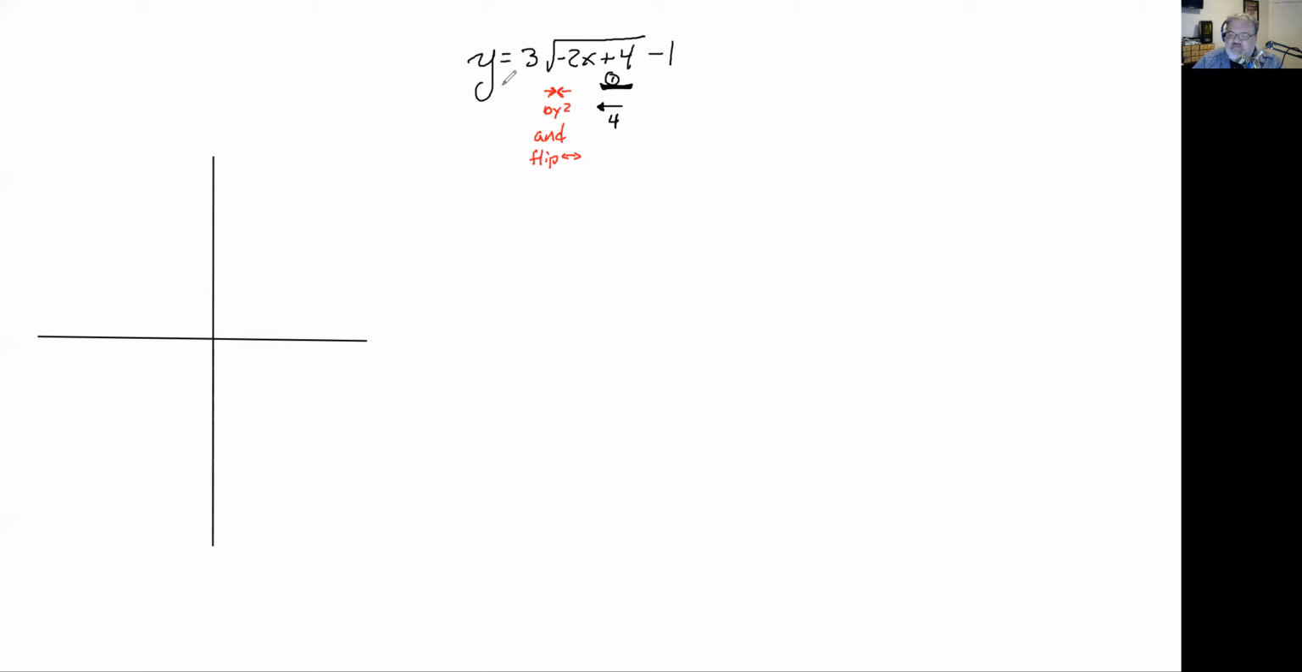This 3 is going to be a vertical stretch by 3. So we're going to become stretched out up and down, tall and thin. And this -1 out here, I should have had my colors match the other page, but I didn't. This -1 here is going to push us down 1 unit.